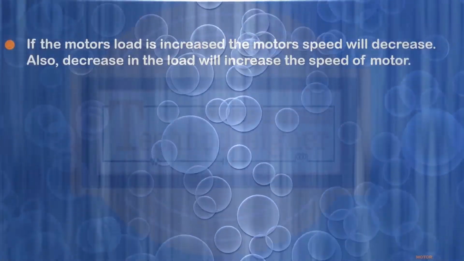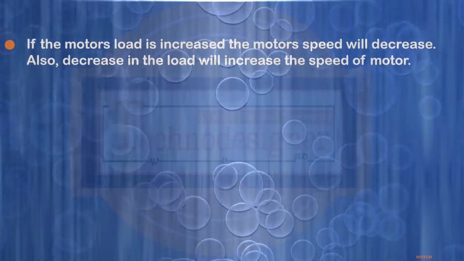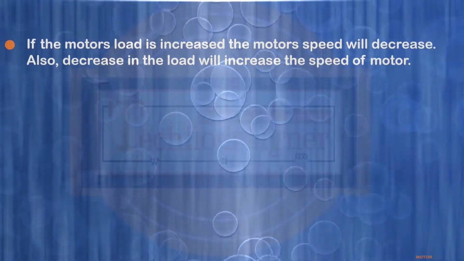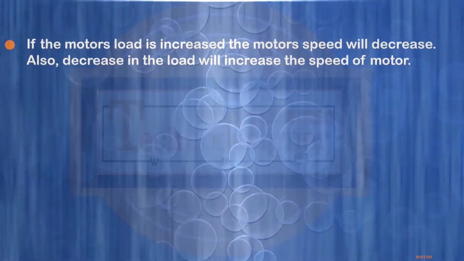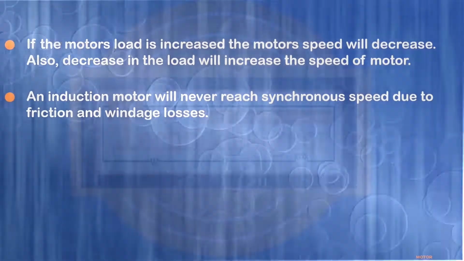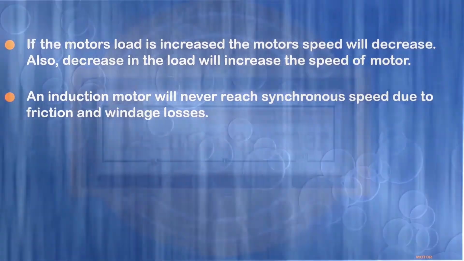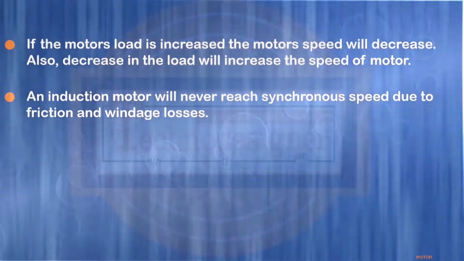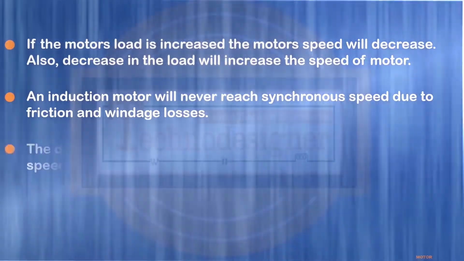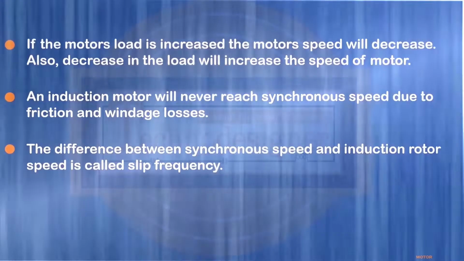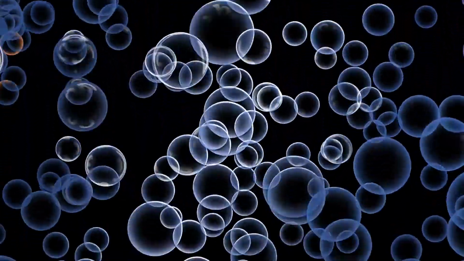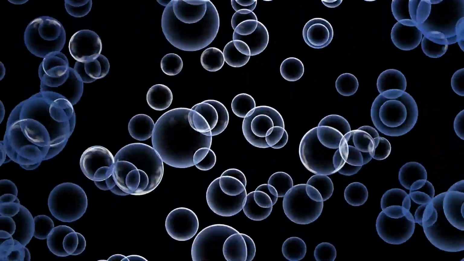If the motor's load is increased, the motor speed will decrease. Also, a decrease in the load will increase the speed of the motor. An induction motor will never reach synchronous speed due to friction and windage losses. The difference between synchronous speed and induction rotor speed is called slip frequency.